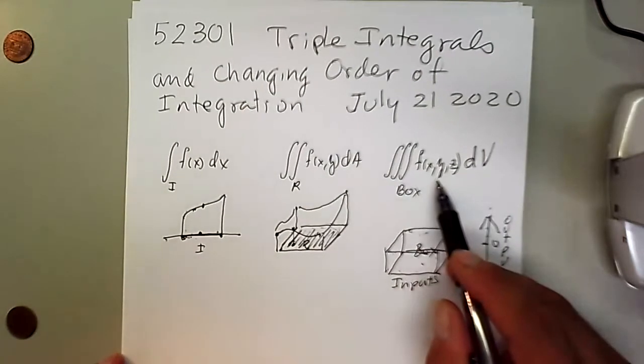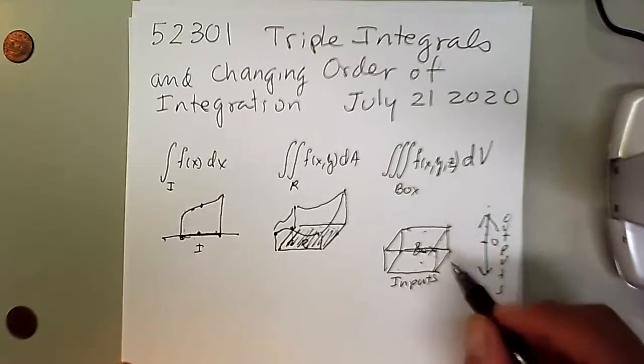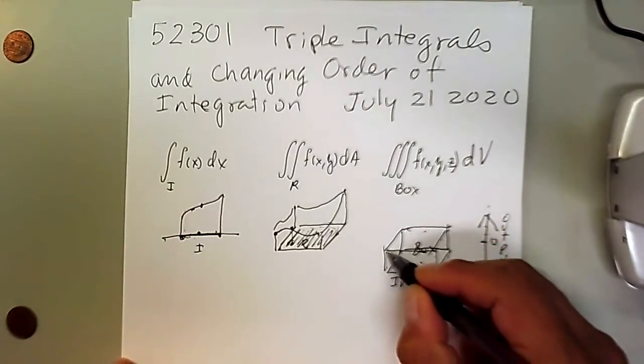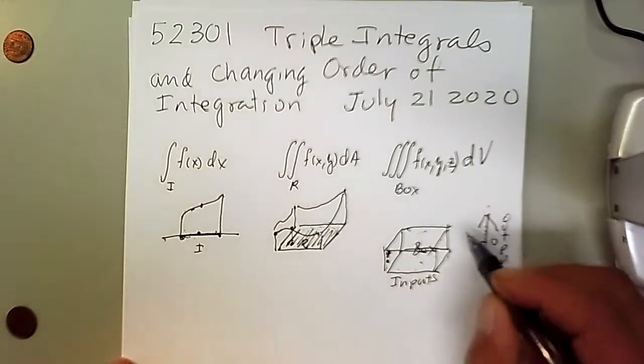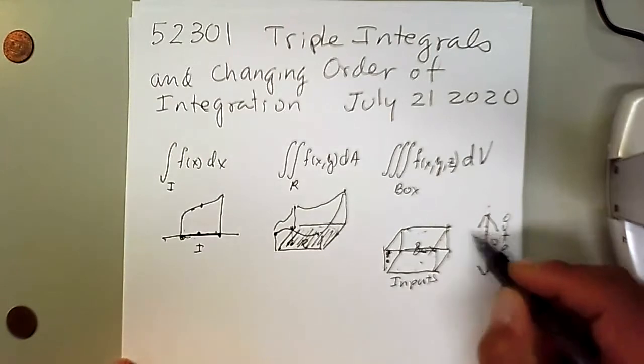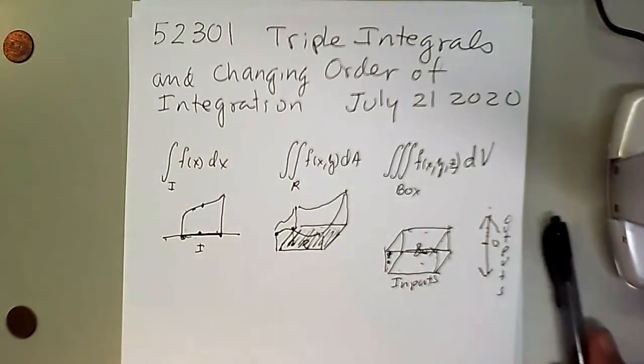And what this boils down to is to multiply little bits of volume by corresponding outputs. Volumes and outputs.